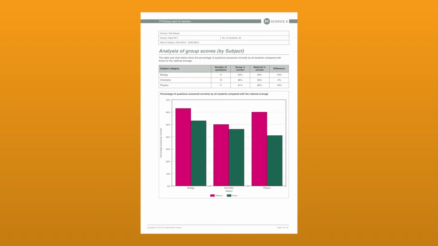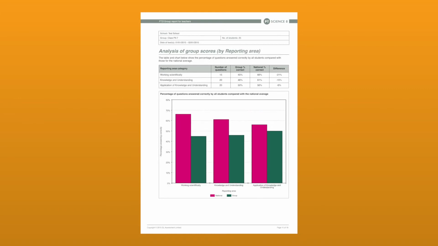Within Progress Test in Science reports, there's also additional analysis which is very useful. For example, the curriculum content category shows how your students scored in different science curriculum areas in comparison to standardized norms. An additional piece of analysis is provided by looking at 3 different reporting areas. These are working scientifically, knowledge and understanding, and application of knowledge and understanding. Again, we present the percentage achieved for the group and for the individual. This is really useful because you can see the higher order skills and if students are beginning to become competent in these particular areas or need extra support.